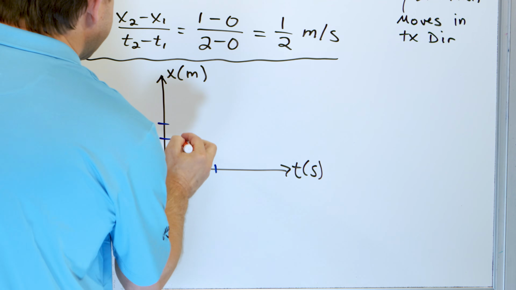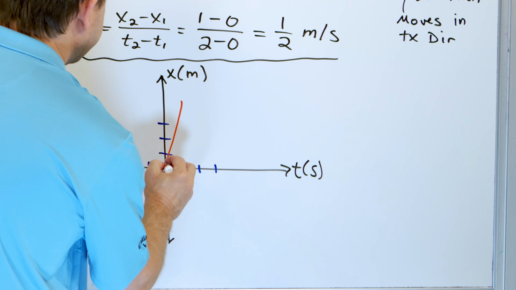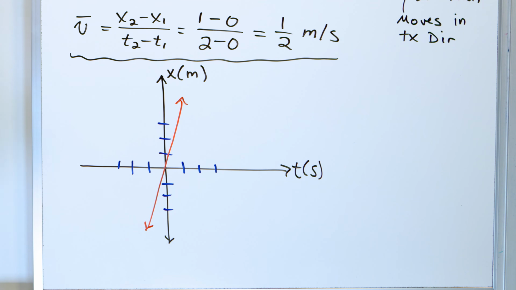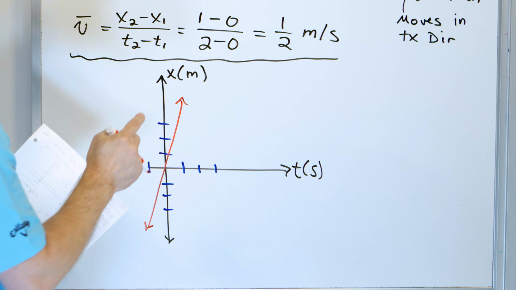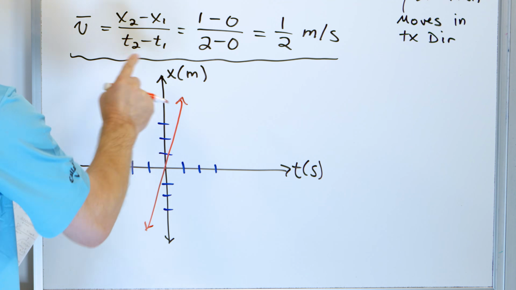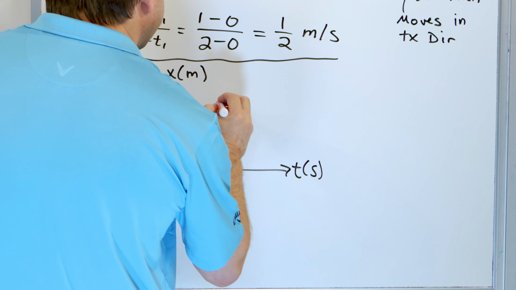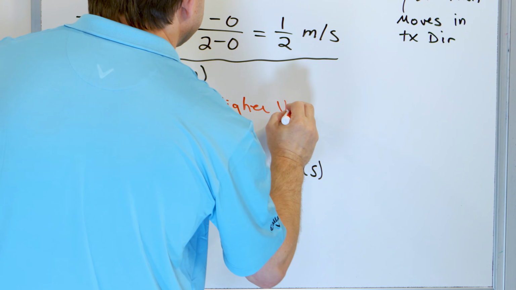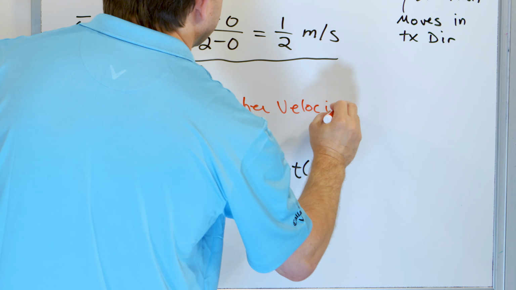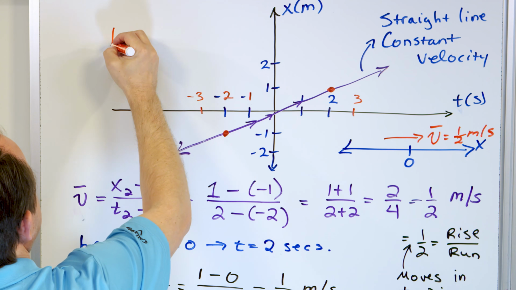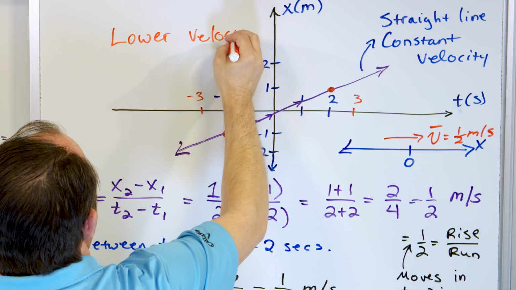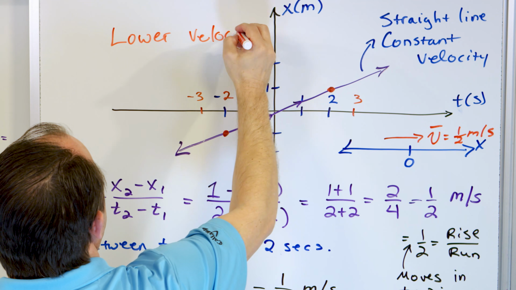But what if it was a much steeper situation, something like this? Is the average velocity between any 2 points on this line going to be higher or lower? Well, this is a constant velocity because it's a line, right? And this is a higher velocity. Higher than what? Higher than this one. This is a lower velocity. Whoops, if I can spell velocity right.